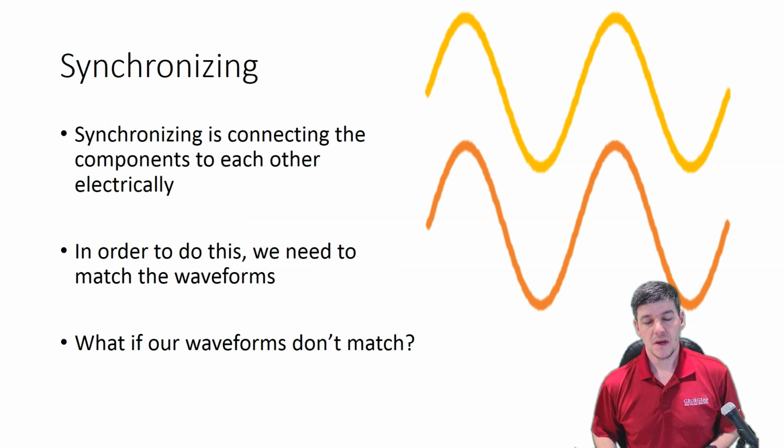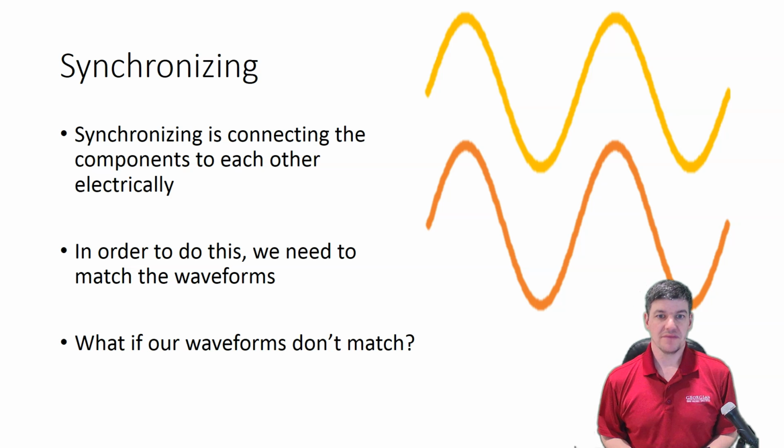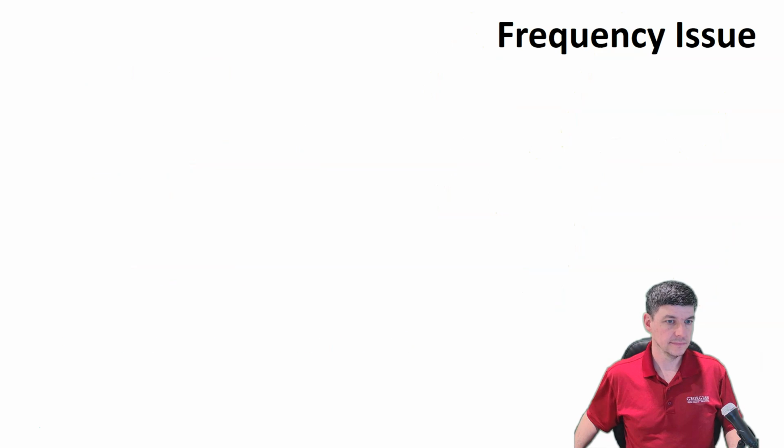Okay. When we get to the idea of synchronizing, we have these waveforms, and synchronizing is us connecting these waveforms together. So if we're going to have multiple things that are operating in our grid or our electrical system, they all have to be operating the same. So they have to be all compatible with each other. So let's just see what happens if things go wrong. What if our waveforms don't match?